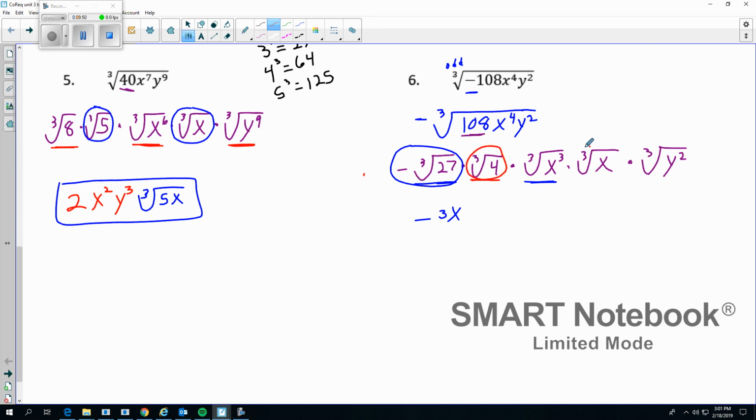And then we're going to take all these right here that are not perfect cubes and put them under one radical sign to basically simplify it. Instead of having to write it 3 times, we'll just go ahead and put the 4, the x, and the y squared all together underneath the radical. So there you go. All right, so that's page 1.